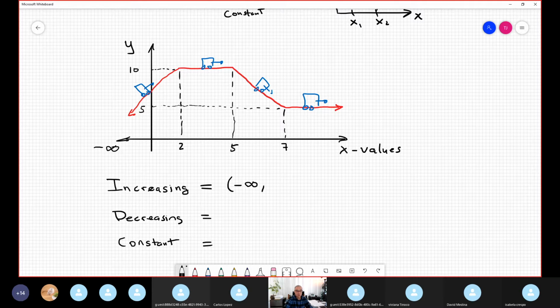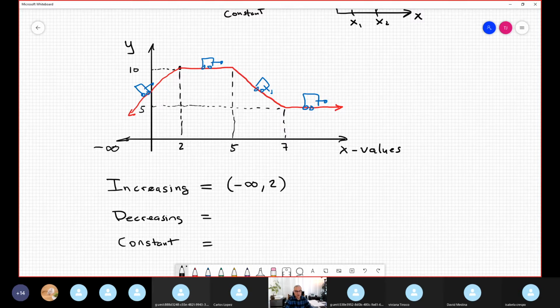Up to 2. Here, because at 2 it changes to constant, no? This is constant, and this is also constant, and this is decreasing. And what about the behavior at this 2? It is neither increasing nor decreasing because it's the corner, right? And in this corner we have no behavior. So you do not include 2 inside the increasing interval.